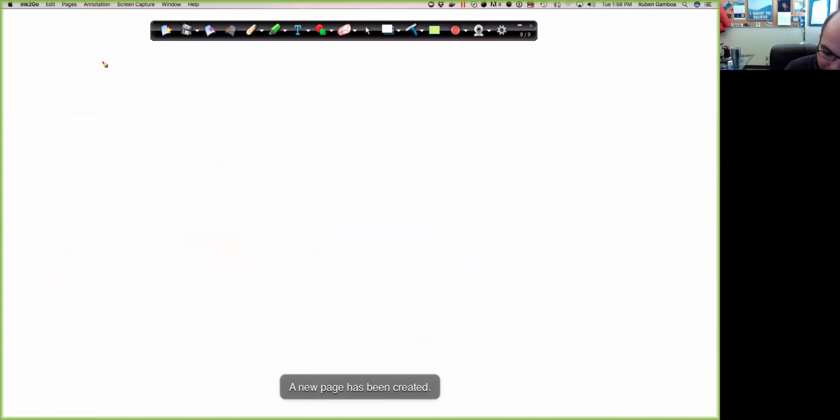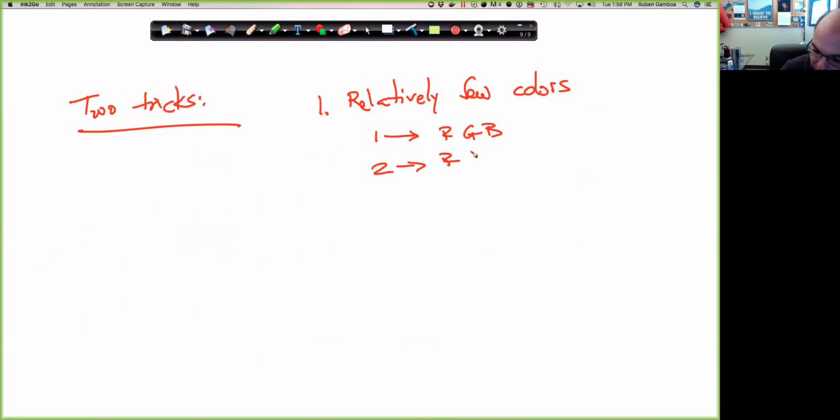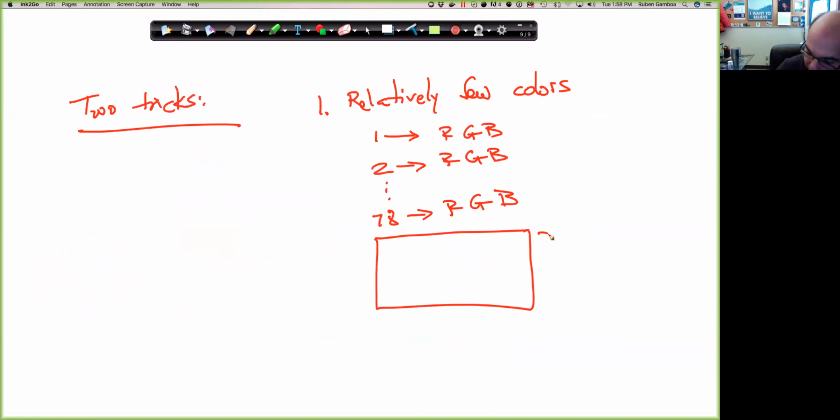So we tend to take advantage of two big tricks. Trick number one: suppose we have relatively few colors. Then what we'll do is say color 1 is equal to some red, green, blue combination, color 2 is equal to some red, green, blue combination, up to, say, color 78 is some red, green, blue combination. And then we'll describe an array. This is the rows, this is the columns.